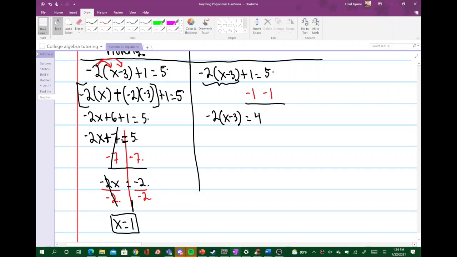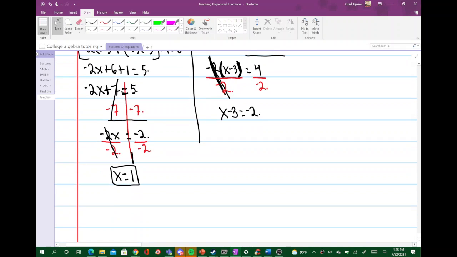Now, here's the part where it's a little bit different. We know that -2 is being multiplied to this entire term, x minus 3, right? So the way that we can solve for this is we can divide by -2, because multiplication is really the opposite of division, right? So we can divide by -2, and so the -2 cancels out. We are left with x minus 3, and we have 4 divided by -2, so it's -2, right?